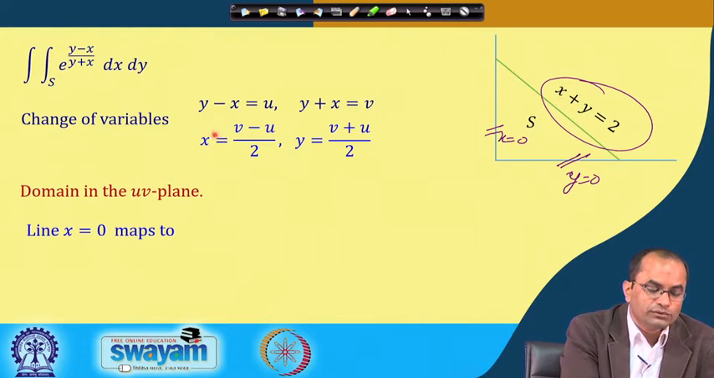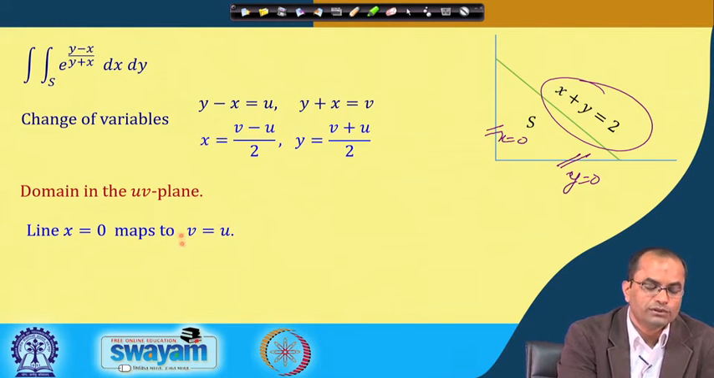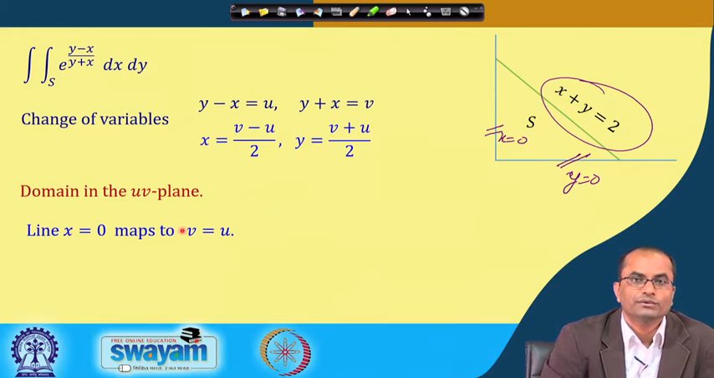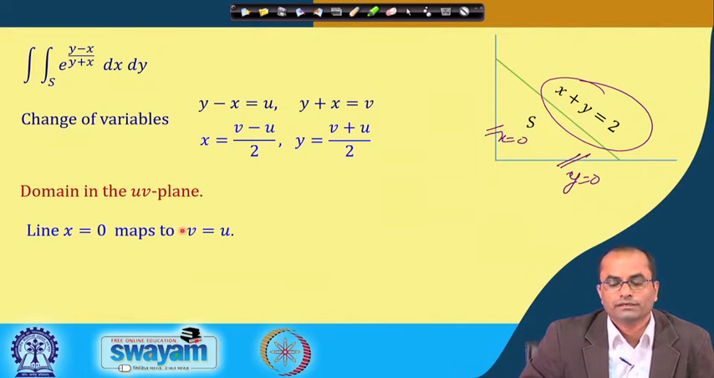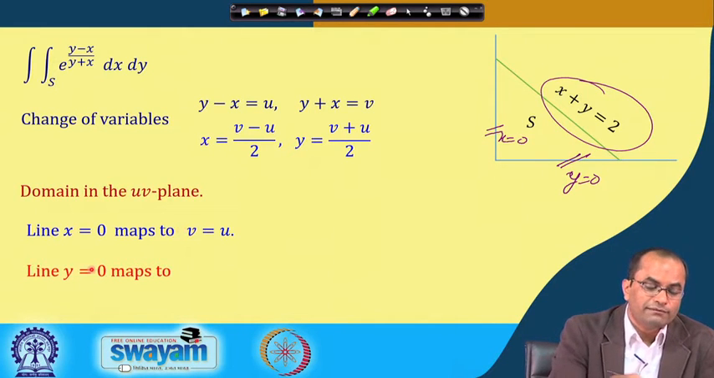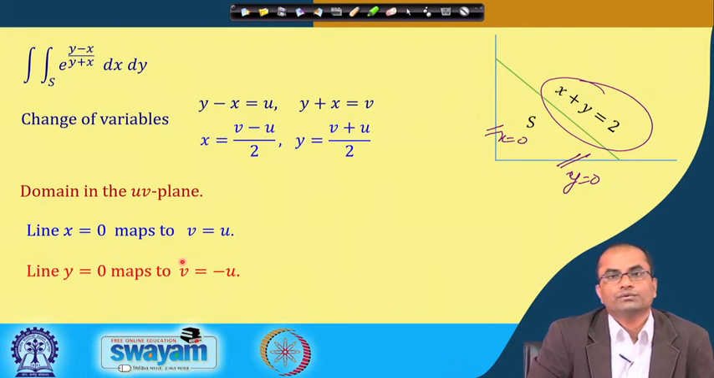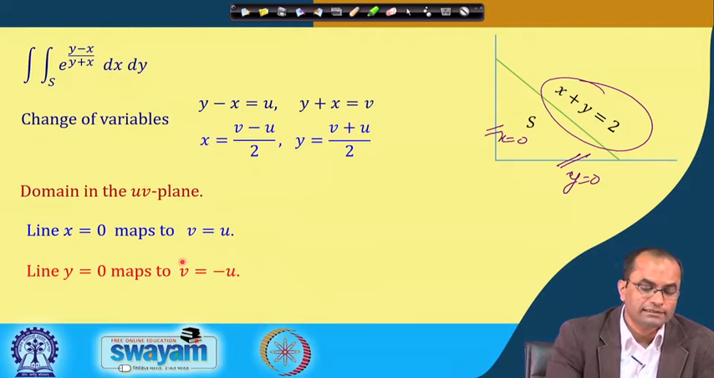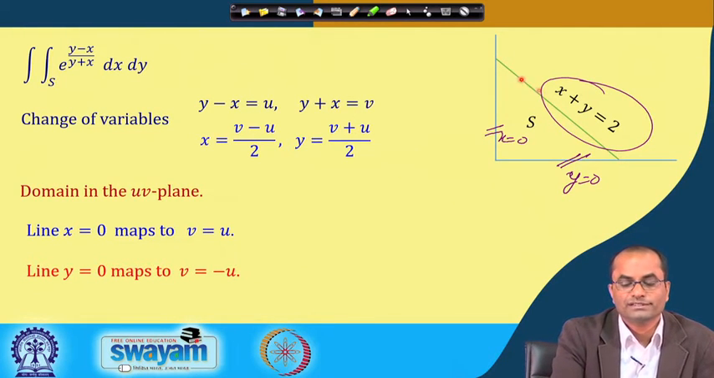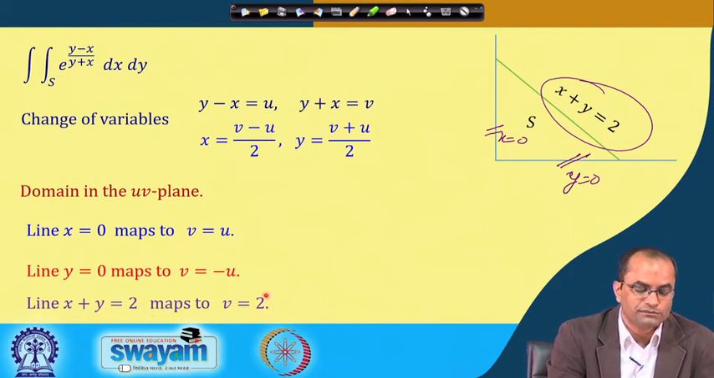So, this line x is equal to 0, what it implies here, x is equal to 0 implies v is equal to u. So, we got one relation in v and u, which will give us the boundaries of the new region. And the line y is equal to 0 will give v is equal to minus u. So, that is another boundary of the new region, and the third line here is x plus y is equal to 2. So, x plus y is equal to 2 means v is equal to 2. So, this maps to v is equal to 2.